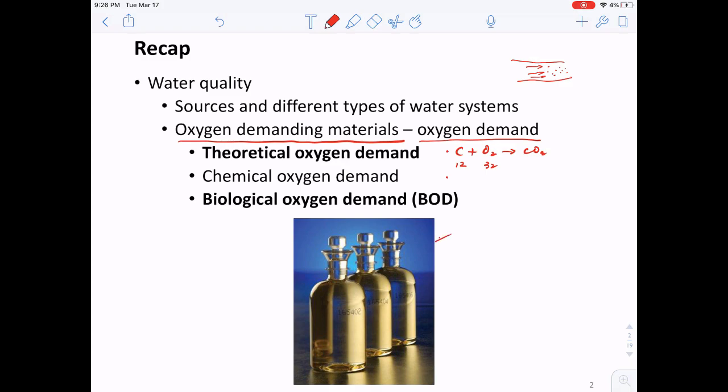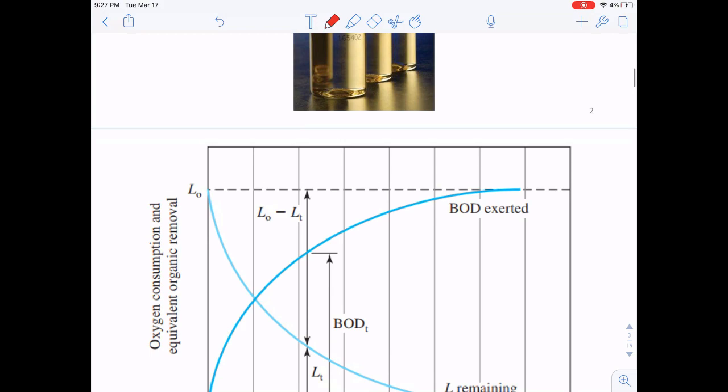Let's say inside this bottle is the river water that we sampled. In the river water there are, of course, pollutants or organics, but at the same time there are microorganisms. These microorganisms utilize the remaining oxygen in the water to oxidize these chemicals. The amount of oxygen required during this process is called the biological or biochemical oxygen demand.